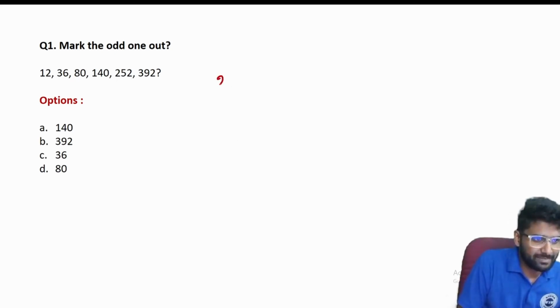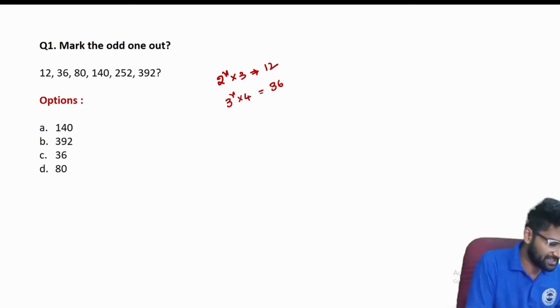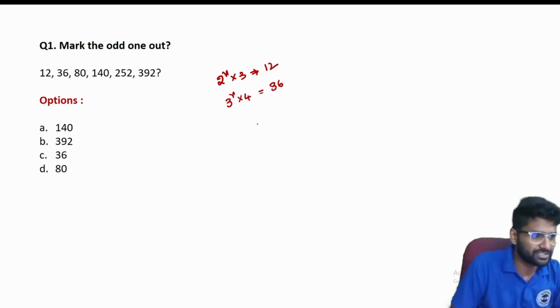See, can we take this number as 2 square multiplied by 3, which is exactly equal to 12? Can we take the next number as 3 square multiplied by 4? Can we get the value 36? Why? Because 3 square is equal to 9. 9 into 4 is equal to 36. The next number is 4 square, which is multiplied by 5. You already know that 4 square is 16, and 16 is multiplied by 5.